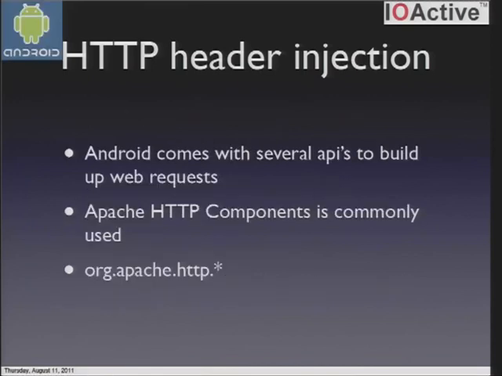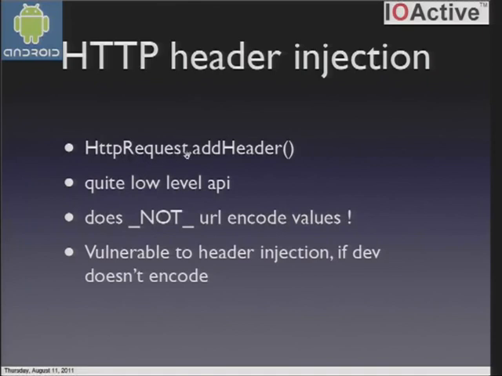Android, not quite as good. This is one of the few areas where Android comes out way worse than iOS in the things I've looked at. Android actually has a number of APIs to do HTTP handling from the client side. The most common one I've seen is using the Apache HTTP components, when you include the org.apache HTTP package. That one has a set of APIs too. It's called addHeader. addHeader is incredibly low level. It does not encode anything. It takes your data and just puts it right in the request. It doesn't validate anything, it doesn't encode anything. It's completely vulnerable to injection.